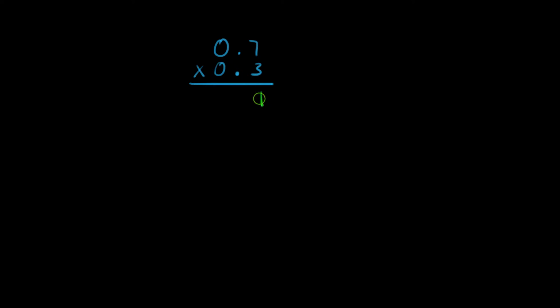7 times 3 gives me a value of 21. I'm going to drop the 1, carry the 2. 0 times 3 is 0, plus 2 is 2. Alright, I'm going to cross off the 2 because I'm done with it. I'm going to cross off the 3 because I'm done with it. I'm done with this 10th place value. I'm going to move to the next place value.